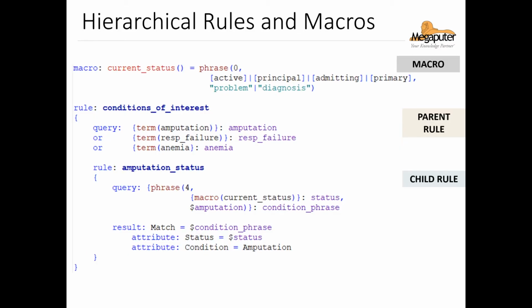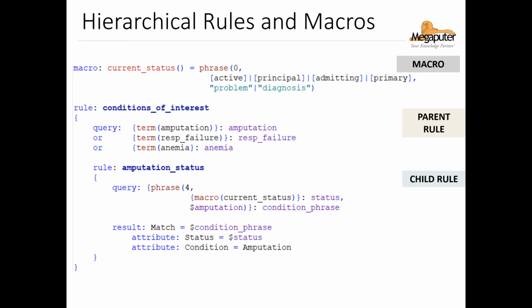So here's an example. We've got some XPDL here. The rule we have is conditions of interest, and we're using a filter rule. We're first looking for some things we found in some word classes: amputation, respiratory failure, anemia. We're using this parent rule just to search our text for these words. And if they're not present, we can ignore the document and move on, because if they don't contain these words, then they don't contain the relationships we care about.